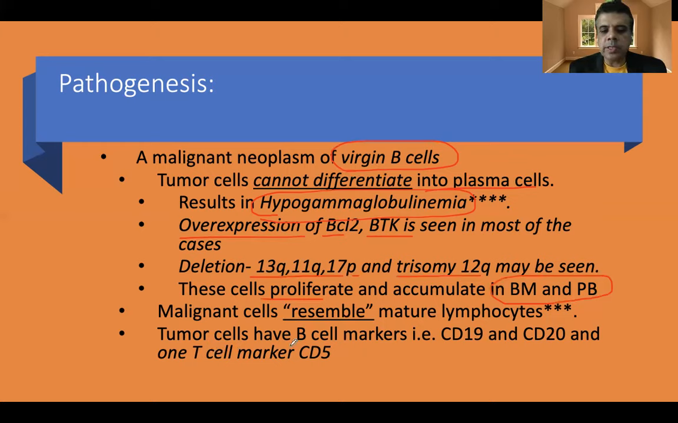The tumor cells have B cell markers; pan B cell markers like CD19 and CD20 are uniformly expressed. But the important feature that differentiates it from other types of lymphomas and lymphoproliferative disorders is T cell marker expression. Aberrant T cell expression of CD5 is seen in CLL.